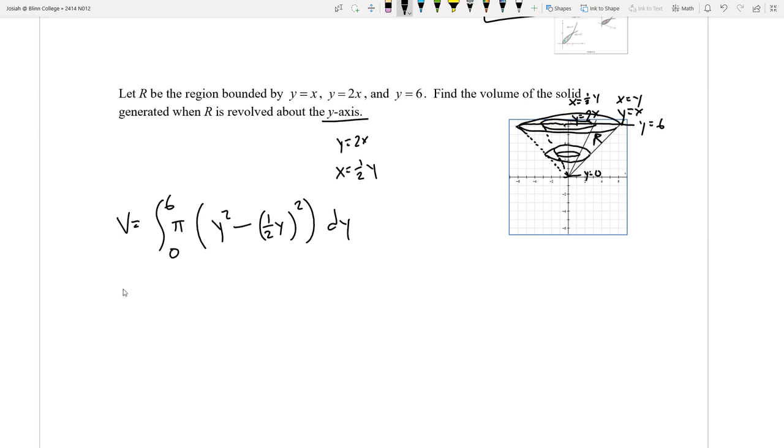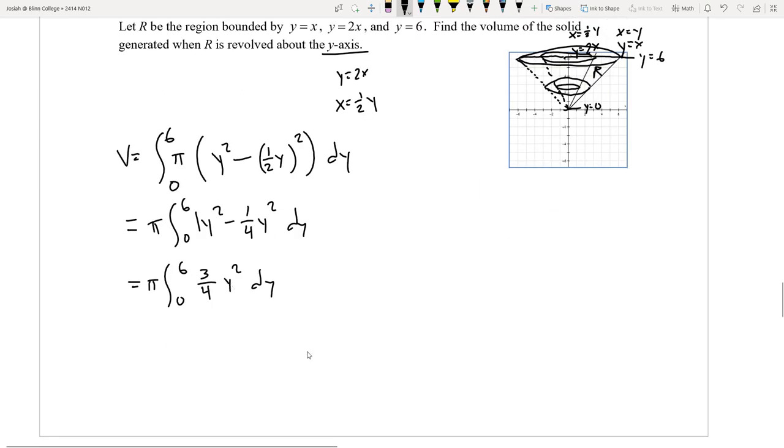And so again, we'll integrate this. Bring the pi out. Pi times y squared minus 1/4 y squared dy. And so if we combine these, we've got 1 y squared minus 1/4 y squared. That's 3/4 y squared. And just because I know I'm going to be using the power rule and getting a 1/3, I'm only going to take out the 1/4. So I'm going to have pi over 4, 0 to 6 of 3y squared dy. So we'll run this through the power rule. y cubed, divide by 3, the 3 cancels.